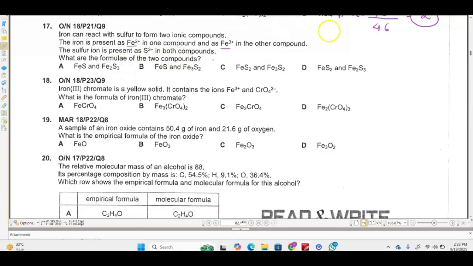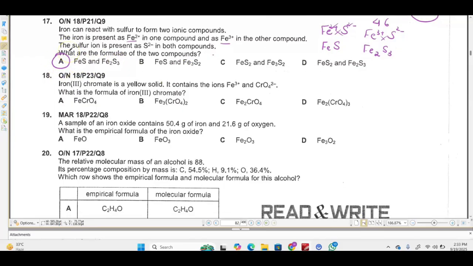Okay, now this is a fairly simple question. Iron is present as Fe+2 and Fe+3 in the two compounds, and sulfur ion is present as S-2 in both the compounds. So if we cross the oxidation states, one formula that we are going to get is FeS, since +2 and -2 are going to cancel each other. And the other one we are going to get as Fe2S3. Okay, so these are the two formulas that we are going to get. So I think Fe2S3, option A, is our correct option.